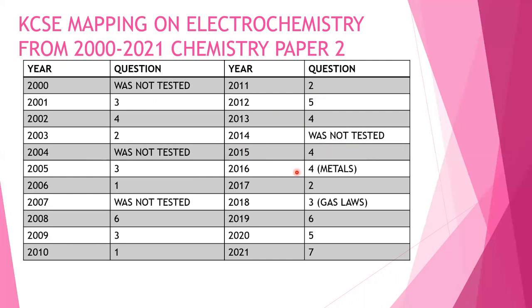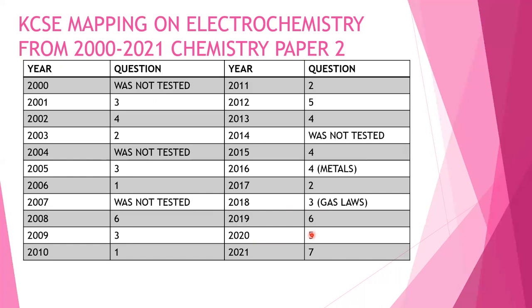The year 2016, it was tested and it was combined with a metal, which was aluminum. 2017, it was tested, question 2. In the year 2018, it was also tested, but was combined with the gas law. In the year 2019, it was tested, question 6. The year 2020, it was tested, question 5. And lastly, last year, it was also tested, question number 7.